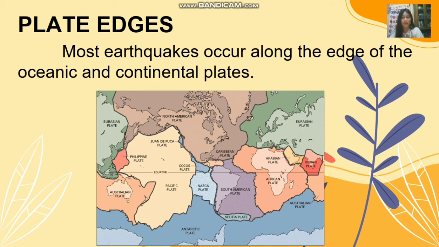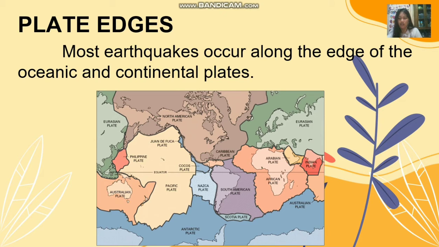So next is the plate edges. Most earthquakes occur along the edge of the oceanic and continental plates. The Earth's crust, or the outer layer of the planet, is made up of several pieces called plates. The plates under the oceans are called oceanic plates and the rest are continental plates. The plates are moved around by the motion of the deeper part of the Earth, or what you call the mantle, that lies underneath the crust.